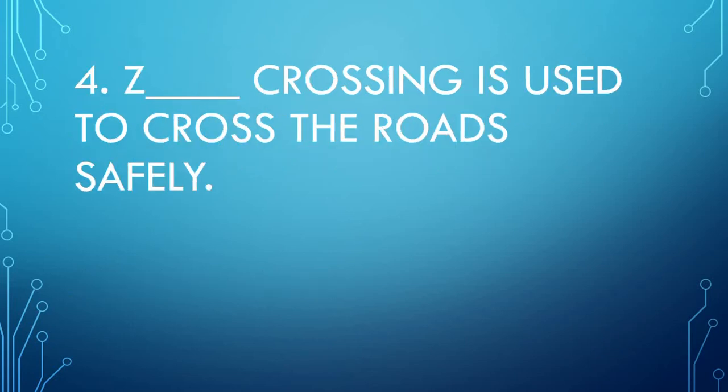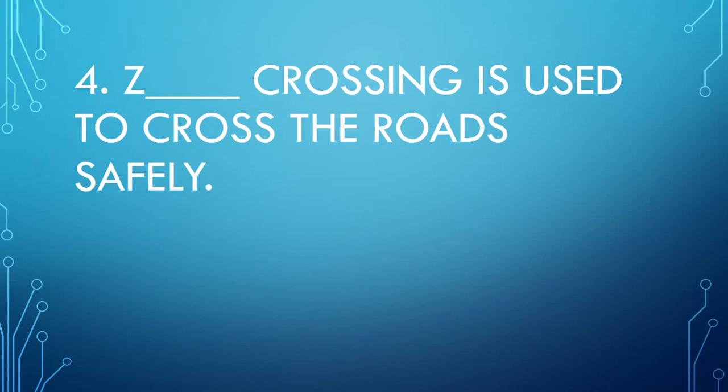Moving on to number 4. Zebra dash crossing is used to cross the roads safely. I repeat the question. Please write your answers. Z dash crossing is used to cross the roads safely.